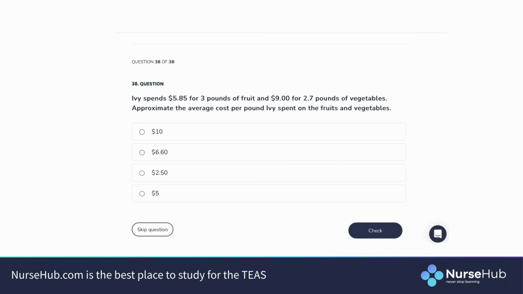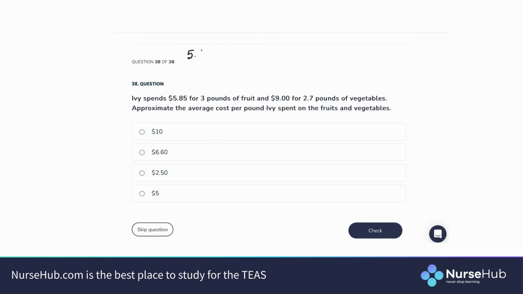So question 38. Ivy spends $5.85 for 3 pounds of fruit and $9 for 2.7 pounds of vegetables. Approximate the average cost per pound Ivy spent on the fruits and vegetables. All right, so here is what we are going to approximate. One of the things that we're going to go with is we have $5.85 for 3 pounds.